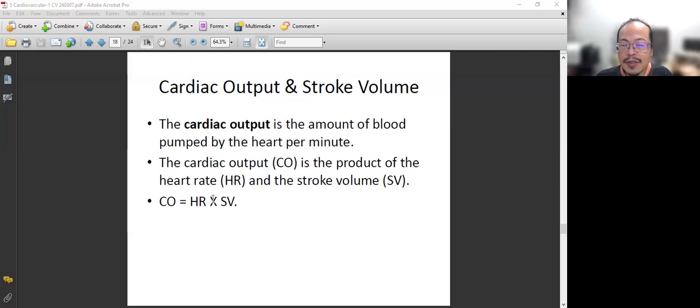So you can increase your heart rate, pump faster, or you can increase the stroke volume, squeeze stronger, and the collective effects will be more cardiac output. All right. So this equation. The quiz will be, what's the relationship between CO, cardiac output, heart rate, HR, and the stroke volume? And the answer will be CO equals heart rate times stroke volume.